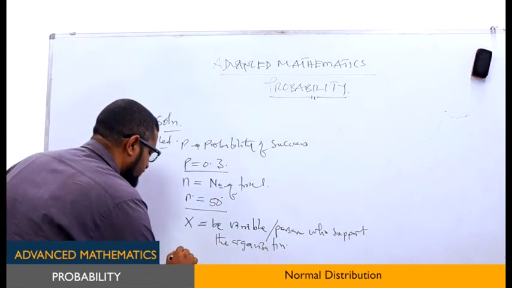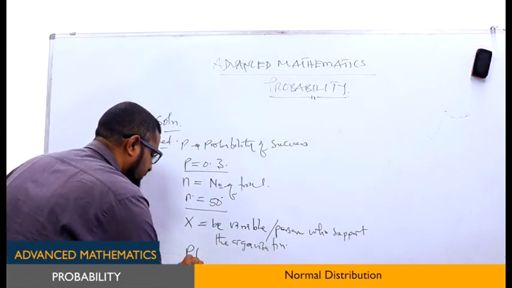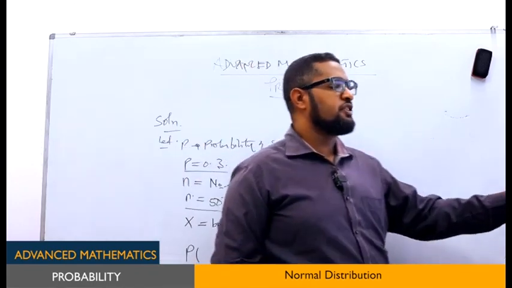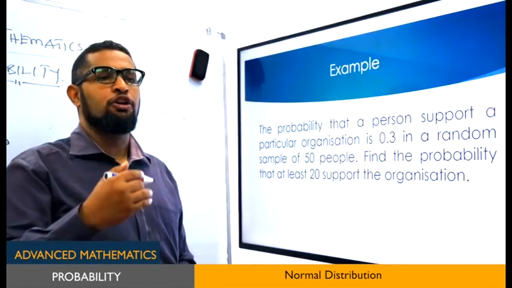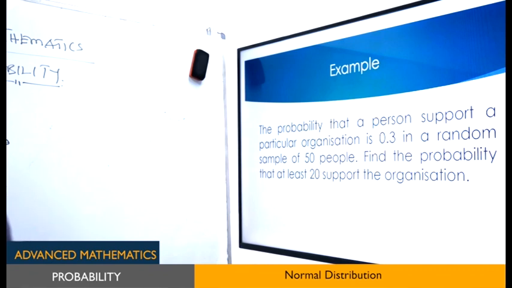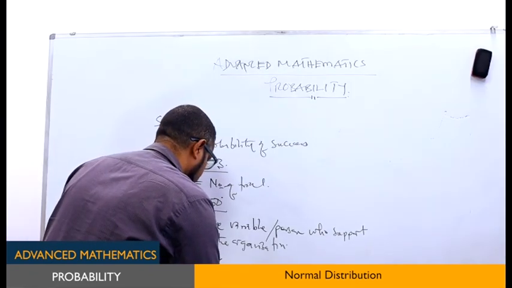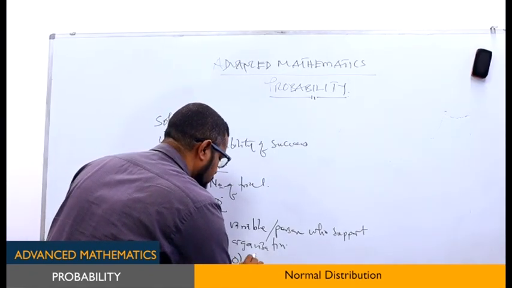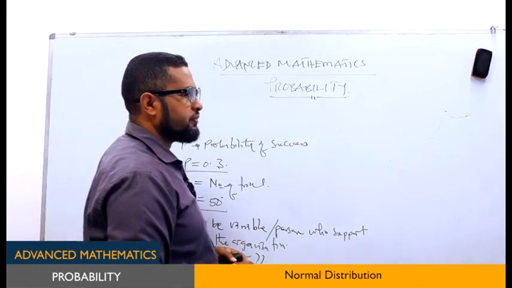Now the question is, find the probability of... When we say at least, it means greater than or equal to 20. So X is greater than or equal to 20. This is what we are looking for.